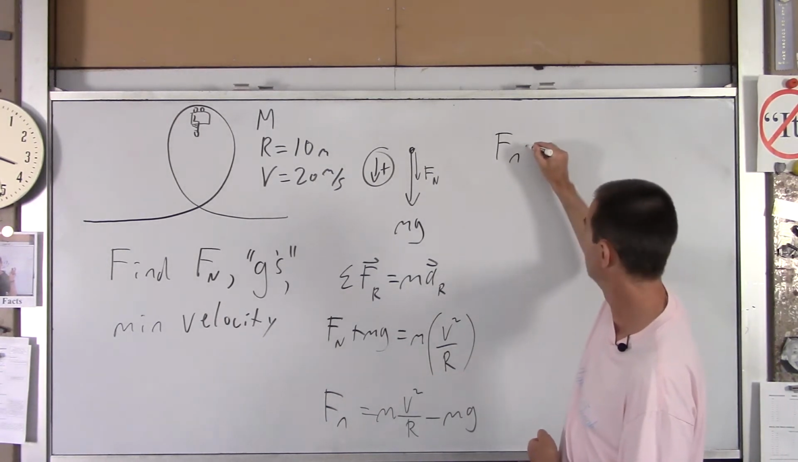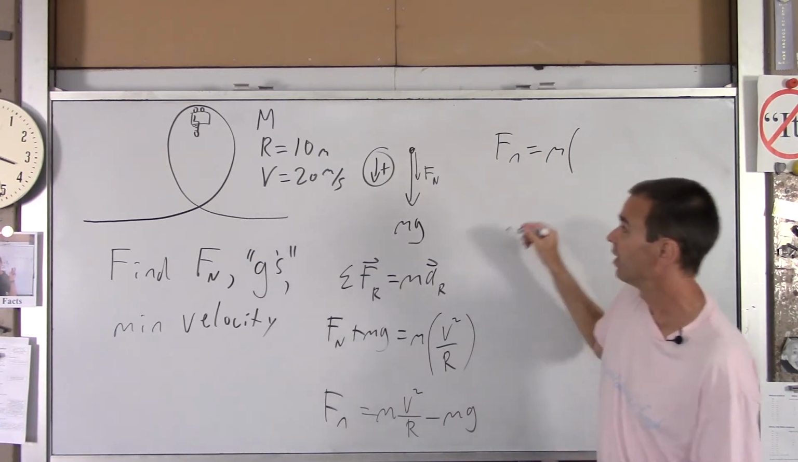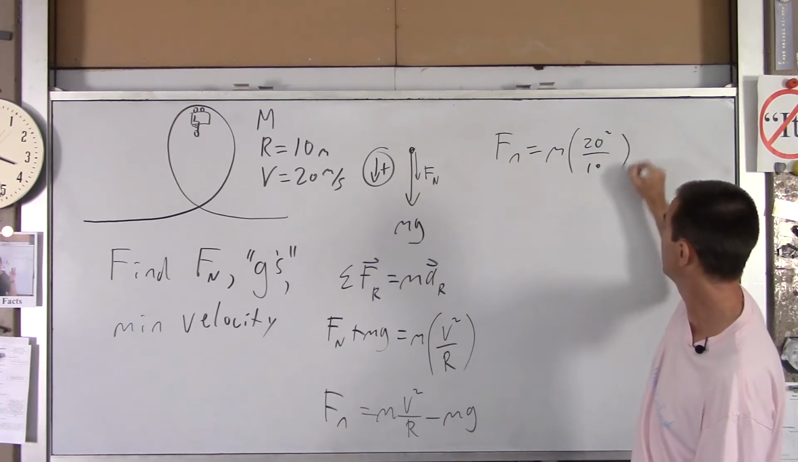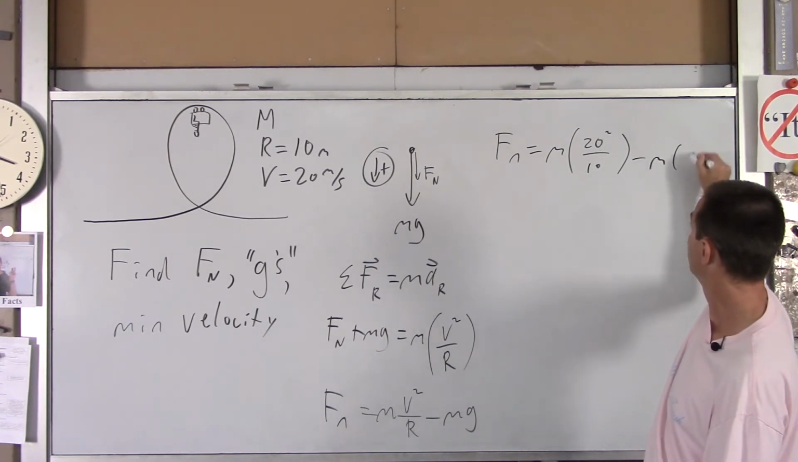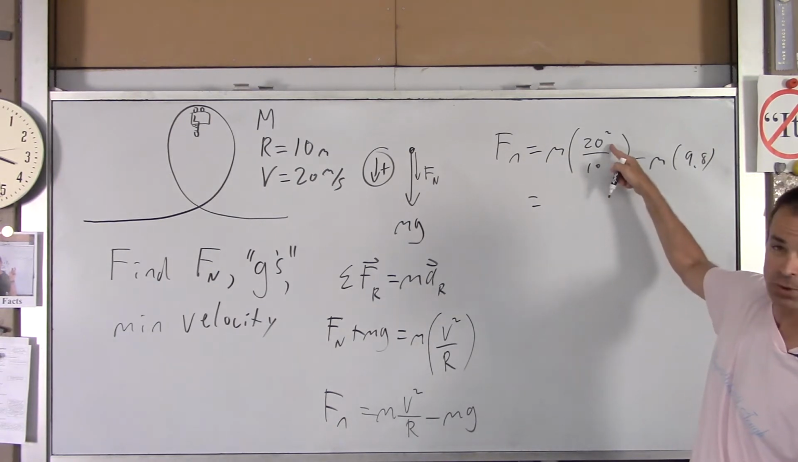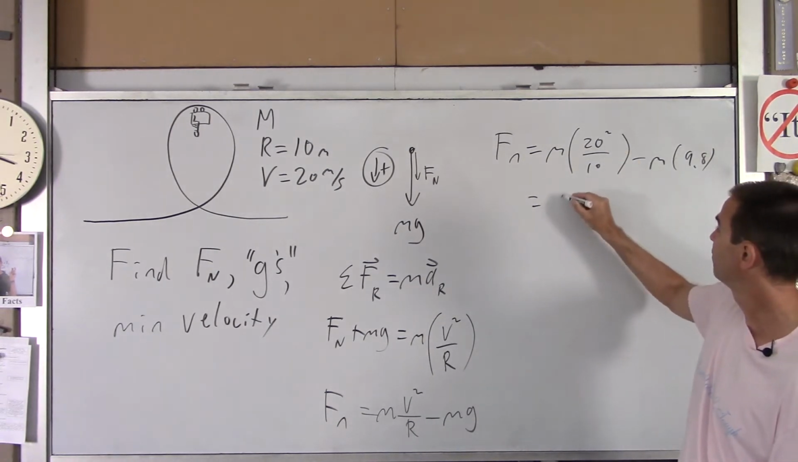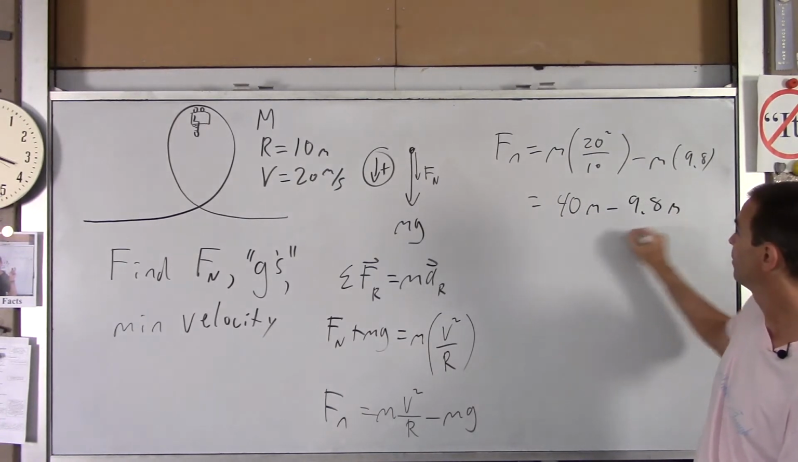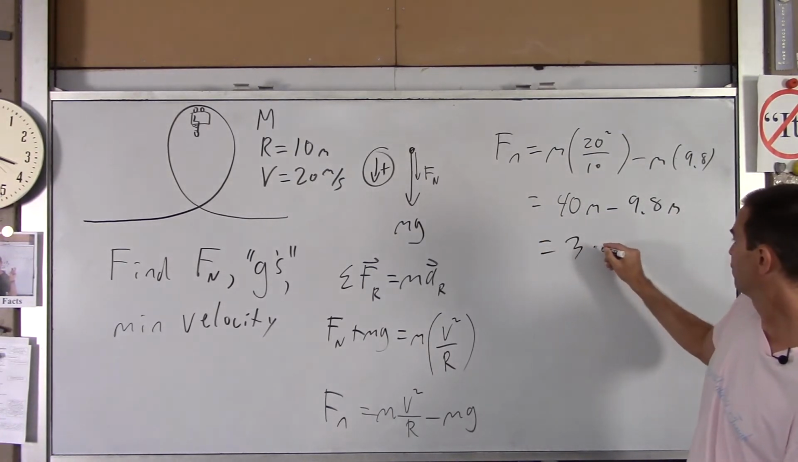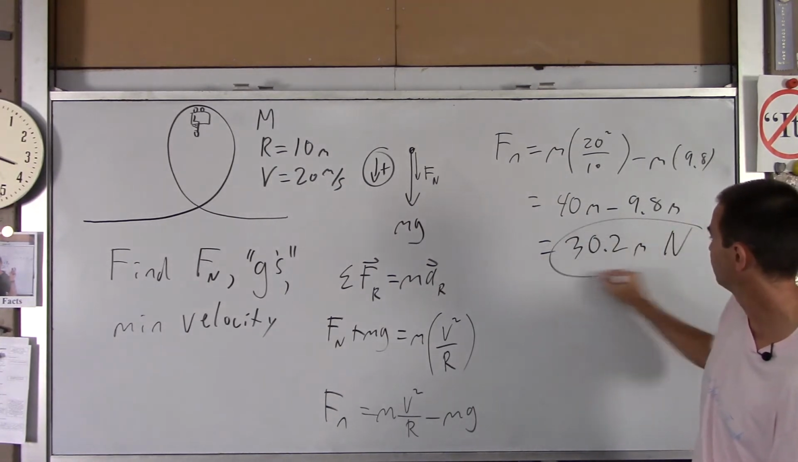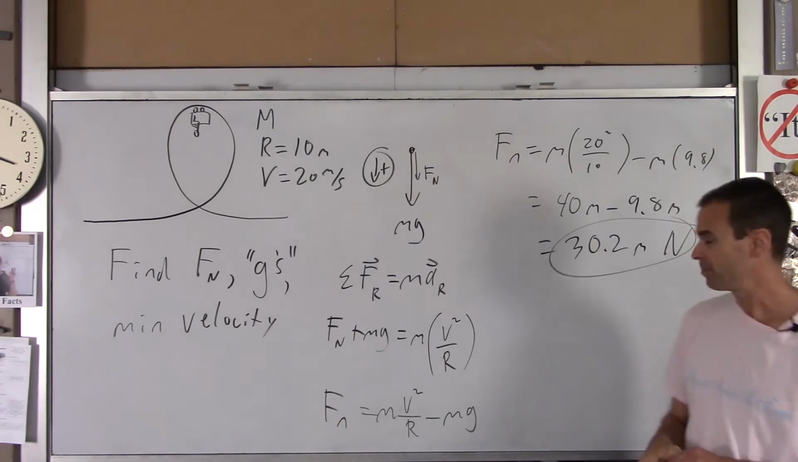So we've got Fn equals m, v is 20, squared, over r, which is 10, minus m times g, which is 9.8. And we've got some nice numbers here. 20 squared is 400, over 10 is 40. So we've got 40m minus 9.8m, which is 30.2m newtons. So that would be the amount of force that the passenger would feel.